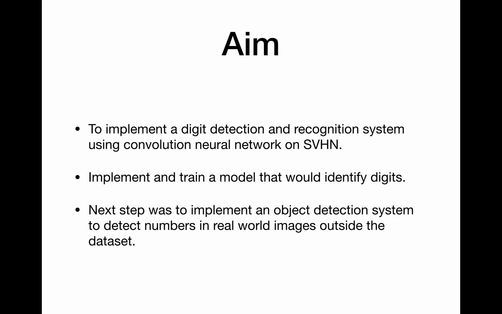So the aim of the project is to implement a digit detection and recognition system using CNN on SVHN. The whole idea is to implement and train a model that would identify digits. Next step was to implement an object detection system to detect numbers in real-world images outside the dataset.